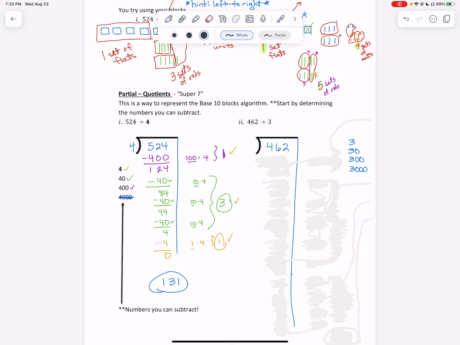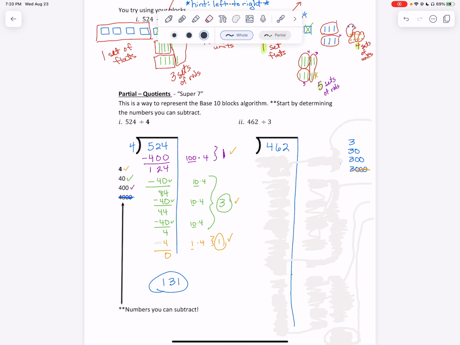Again, since we're doing sets of threes, that's going to be 30, or we can have 3 rods, which is 30. Or we could have 3 flats, which is 300. We could have 3 of our cubes, which is 3,000. Now, we can't take away 3,000 because we don't have enough, right? Cross that out. Now we're going to start subtracting.